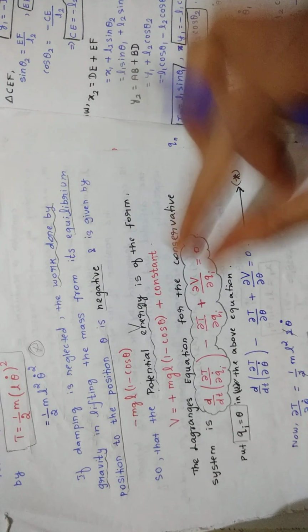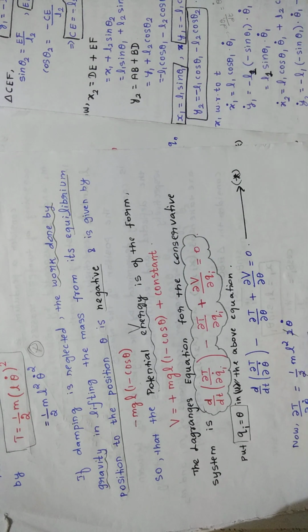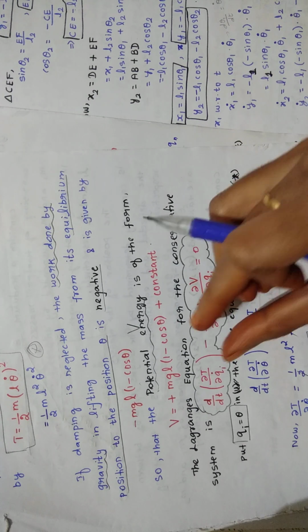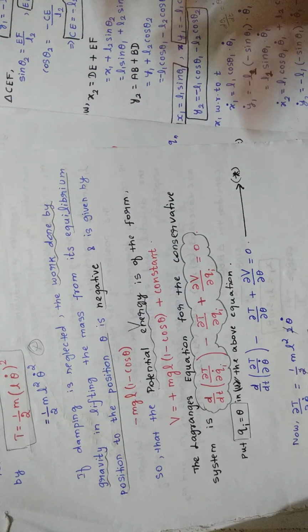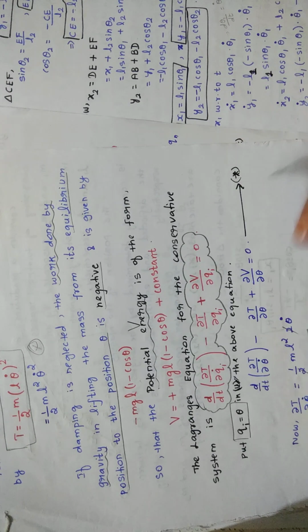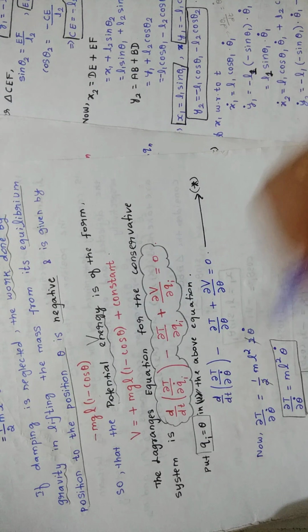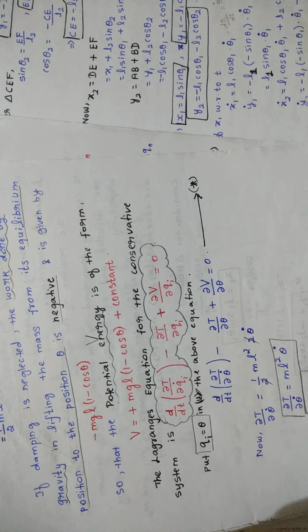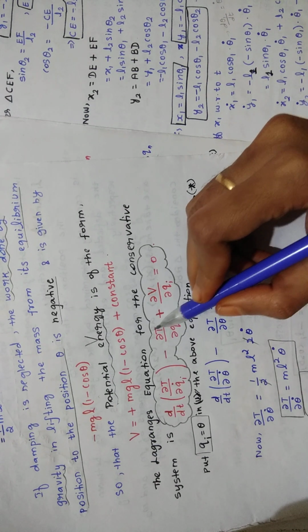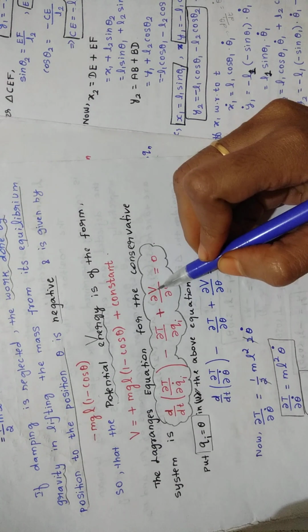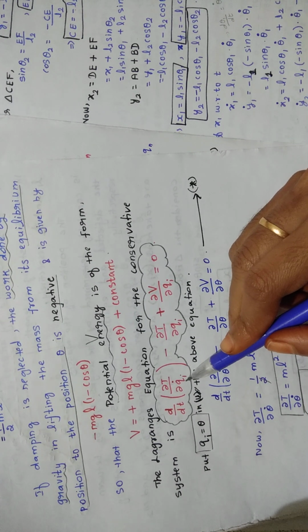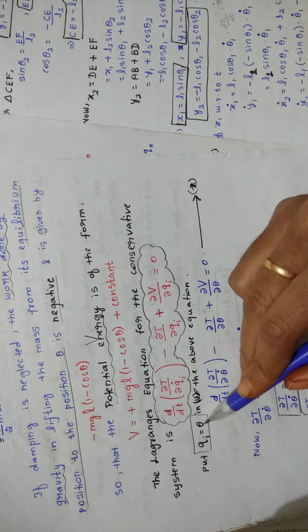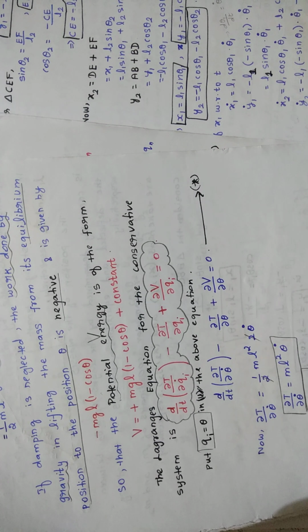After this you are using Lagrange's equation for the conservative system. This equation is the Lagrange's equation for the conservative system, and you have to memorize this: d by dt of dou T by dou q_i dot, minus dou T by dou q_i, plus dou V by dou q_i equals 0. Now in the place of q_i you are putting theta, so that you will get this step.